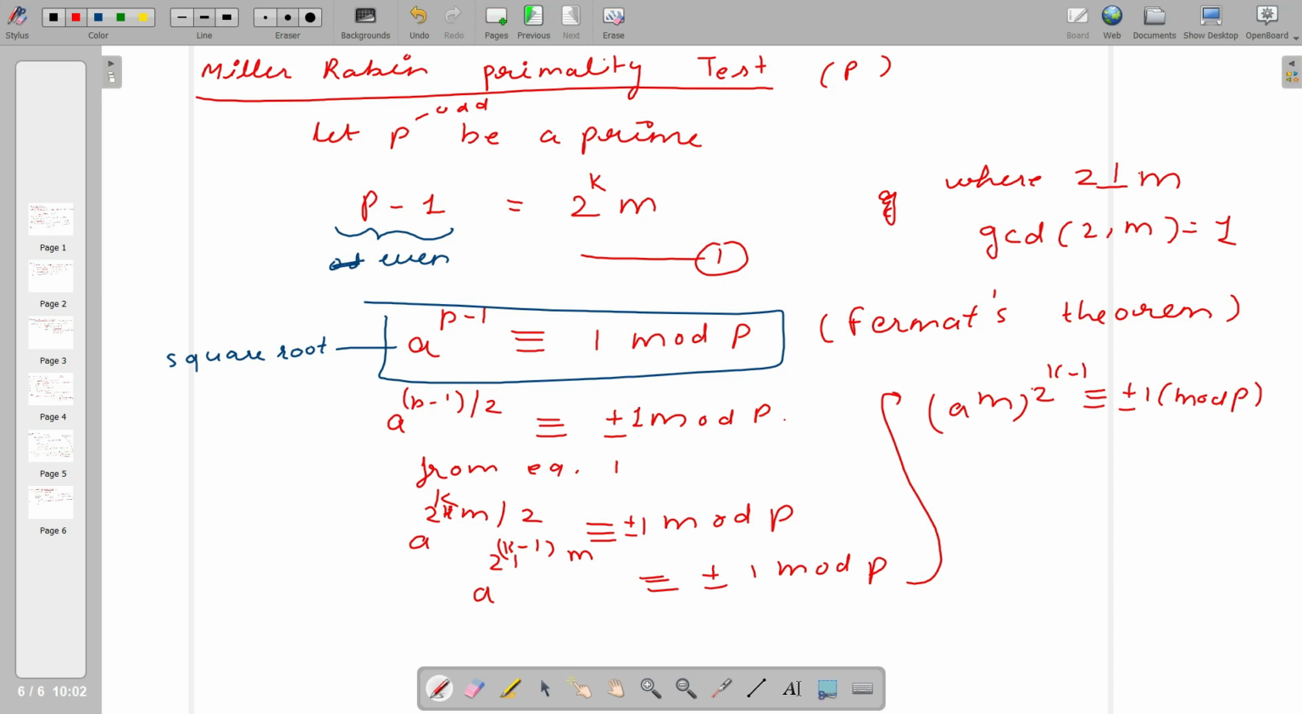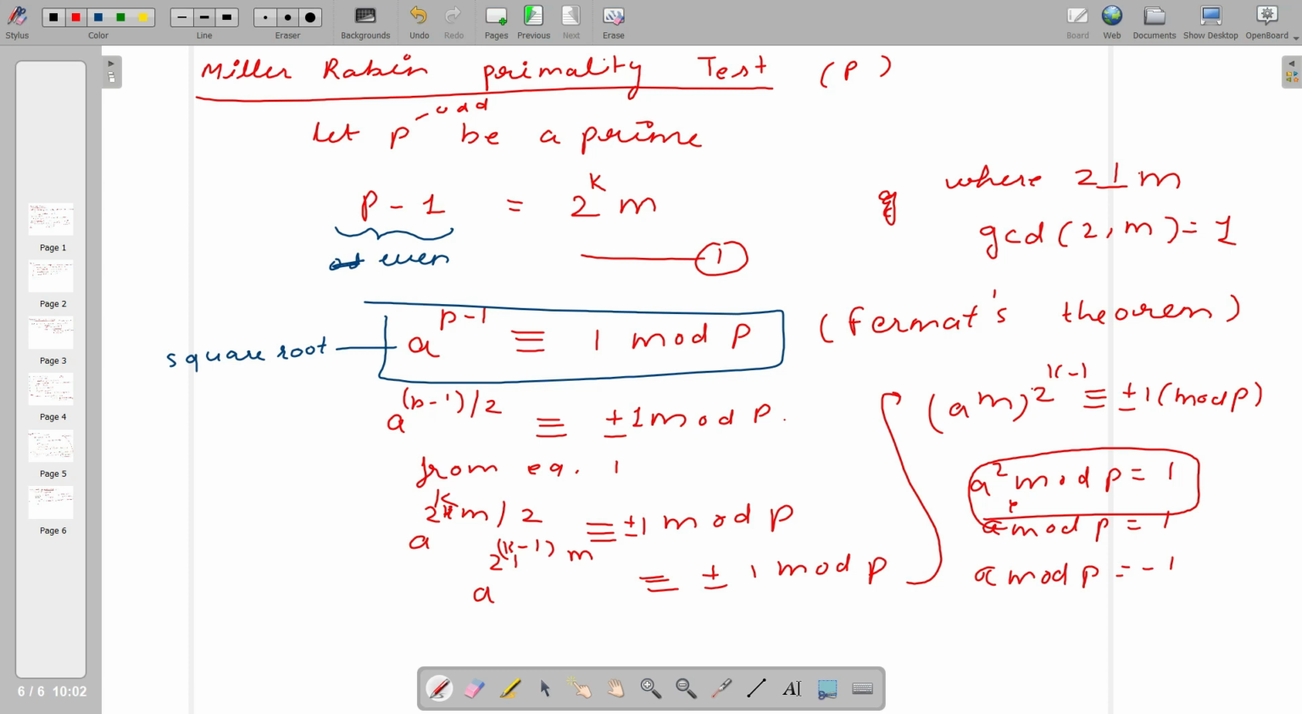Now, if p is a prime number and a is a positive integer less than p, then a square mod p is going to be 1 if and only if either a mod p is equal to 1 or a mod p is equal to minus 1. If any one of the conditions is satisfied, then only a square mod p is going to be 1. So this is given by the Miller-Rabin primality test.